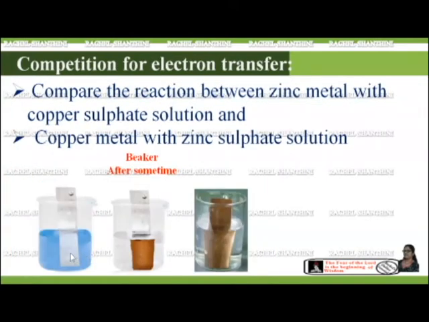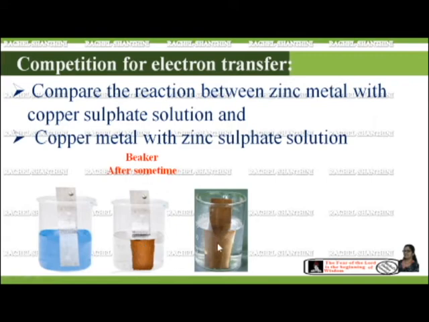Already we have seen the reaction between zinc metal and copper sulfate solution. In that reaction, we observed that after some time the color of the solution disappears. This indicates that zinc displaces copper from copper sulfate solution, and we could observe a deposit on the metal strip, which indicates the deposition of copper on the metal strip.